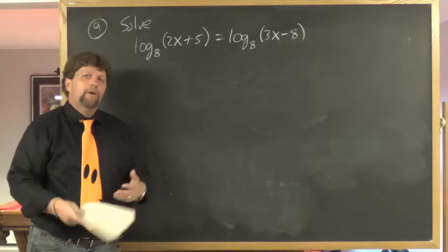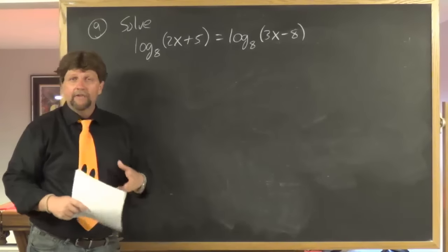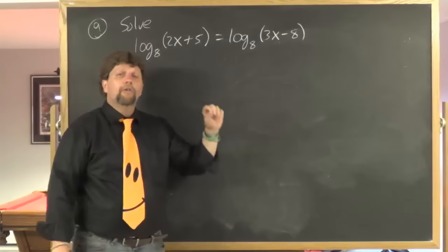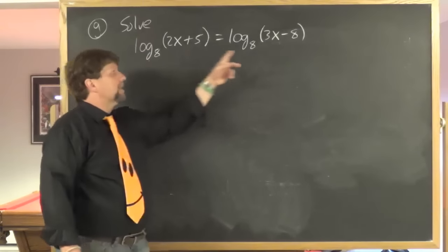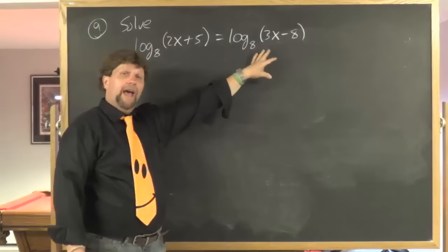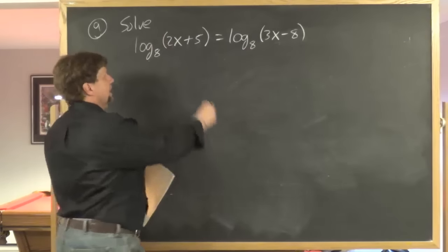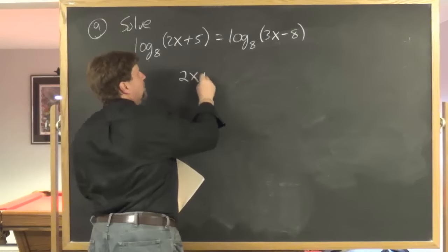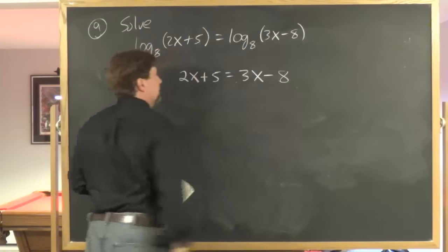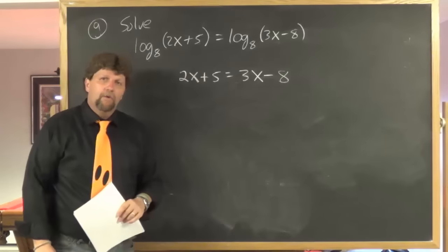Here I'm going to use that preservation of equality again, the preservation of equality that says when you have one log expression equaling another log expression, as long as the bases are the same, the only way this log expression can equal that log expression is if the 2x plus 5 is equal to the 3x minus 8. So that's preservation of equality.